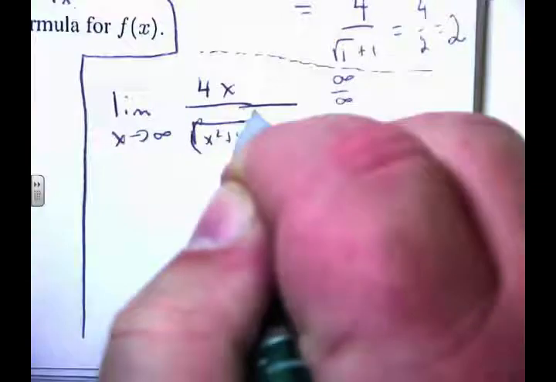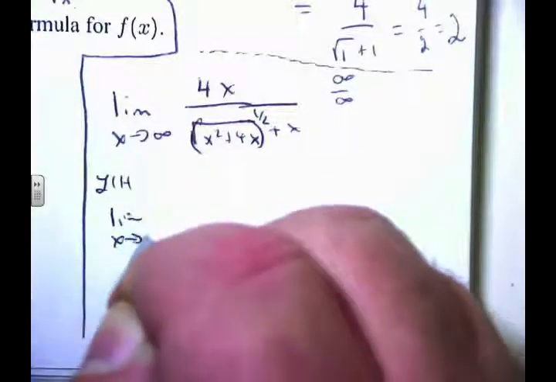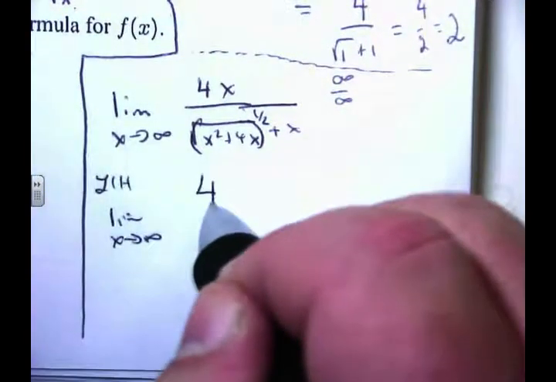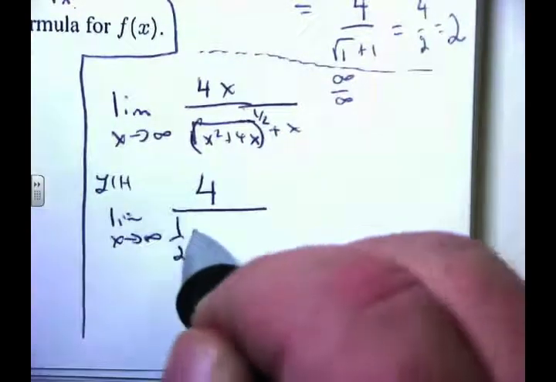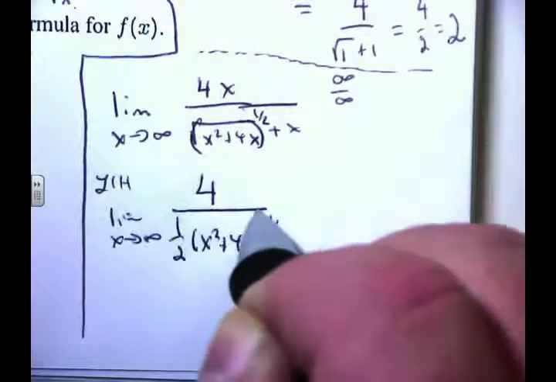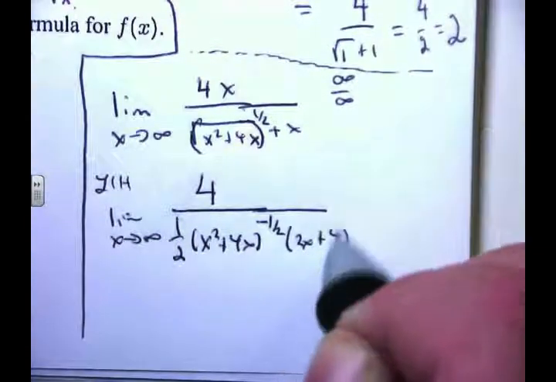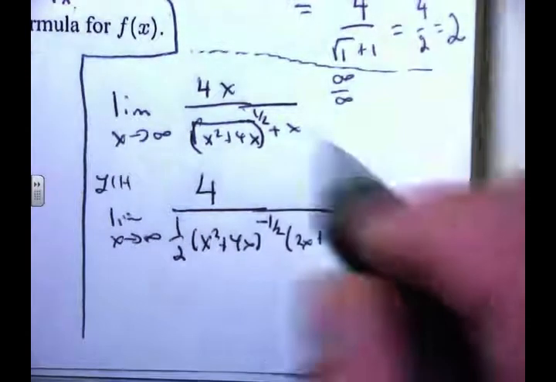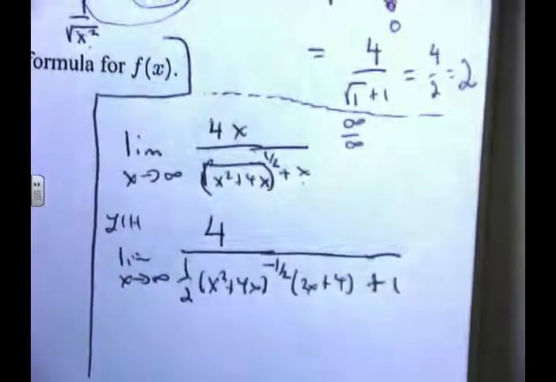Now, I don't do square roots. That's a half power. So I'm going to apply L'Hopital's rule here. This will be the limit as x approaches infinity. What's the derivative of 4x? 4. Over, chain rule, 1/2 pops out front. The inside, x squared plus 4x, stays the same, raised to the negative 1/2, times the derivative of the inside, which is 2x plus 4. With me? Plus the derivative of the bottom. The derivative of x is 1. Don't forget that plus 1 back there. That's where most people would have messed it up.